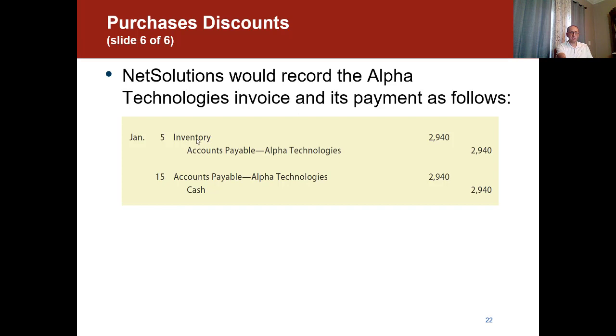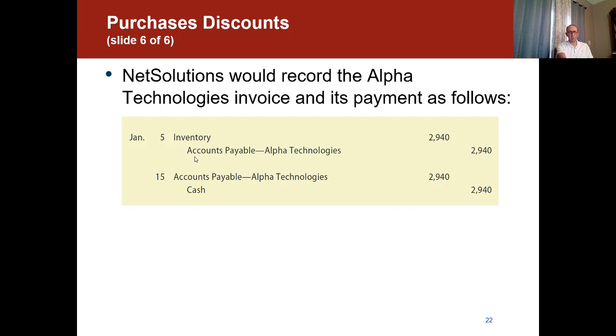We see that they're debiting inventory and crediting accounts payable for $29.40, even though the invoice is for $3,000. Why did we do that? Because we assume that we're going to take advantage of the discount. So by the date we make the payment, which is within the 10 days, in this case January 15th, we debit the accounts payable and we credit cash.